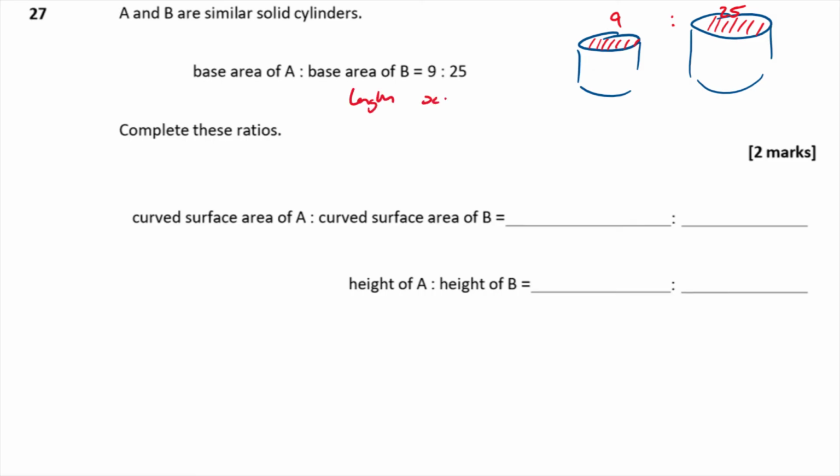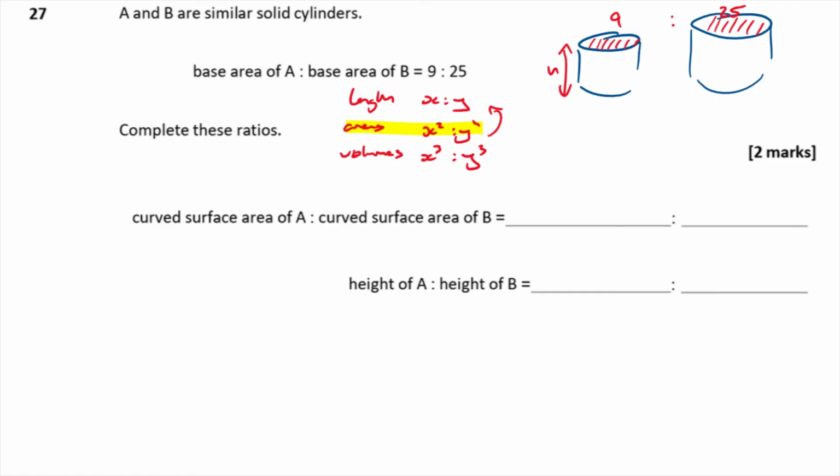If 2 shapes are similar, then their lengths are going to be in the ratio of x to y. The areas are going to be in the ratio of x squared to y squared, and their volumes are going to be in the ratio of x cubed to y cubed. So we've been given the base areas, which is this one. So I want to go back to lengths, don't I? For the heights, because height is a length. So if I want this one, then I need to square root my area ratio to get the length one.